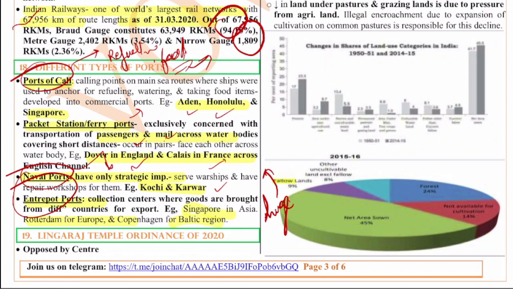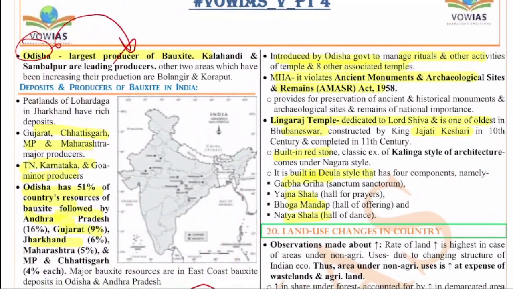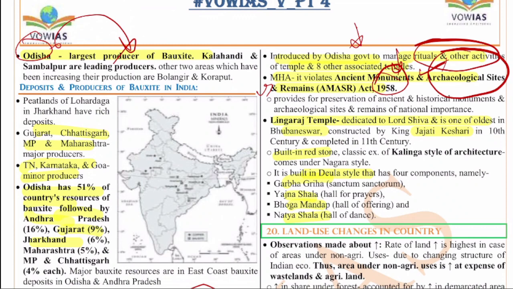Next question is on the Lingaraja Temple Ordinance of 2020. This Lingaraja Temple Ordinance was opposed by the Centre. It was introduced by the Odisha government to manage rituals and other activities of the Lingaraja temple and 8 other associated temples. Why the Centre opposes it is, the Ministry of Home Affairs says that this ordinance by the Odisha government will violate the Ancient Monuments and Archaeological Sites and Remains Act of 1958. That's why they are opposing this.